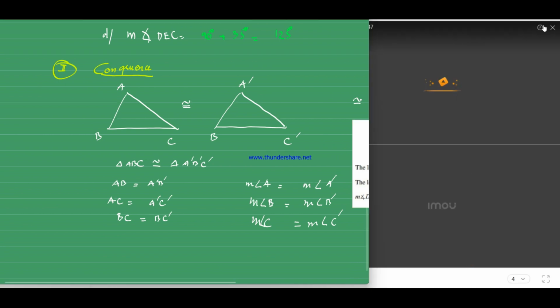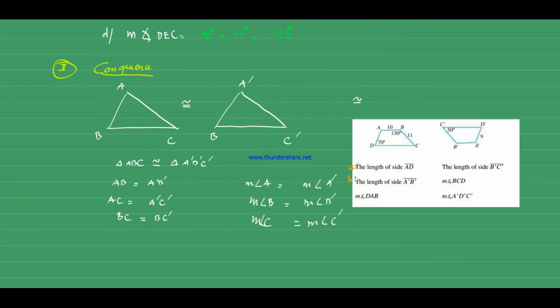Alright, so ABCD, EF. Let's see how I can find AD. Let's say that the two shapes over here are congruent to each other. So we want to find AD. AD is congruent to A prime D prime, so AD will be 9 units. And the length A prime B prime will be 10 units, because they are congruent.